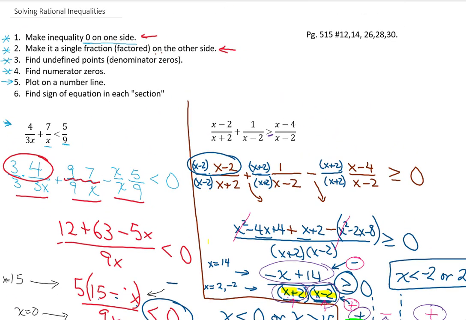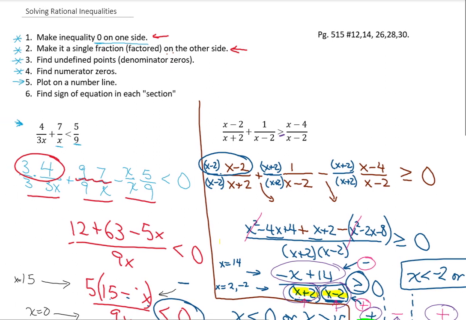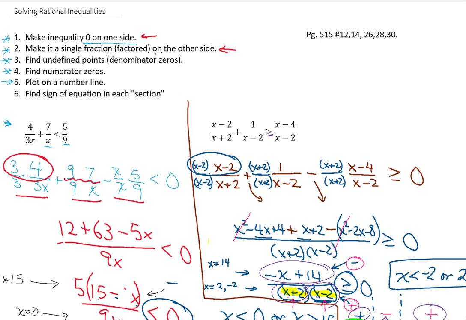You get it so that you have 0 on one side, so that we're comparing to 0, the positive or negative. That's easy. We combine all the terms to make it a single rational expression, in factored form. Then we find all the undefined points, or the denominator zeros and the numerator zeros, put those on a number line, and then find the sign of each section, and then determine which one of those sections is our solution based on the original inequality.